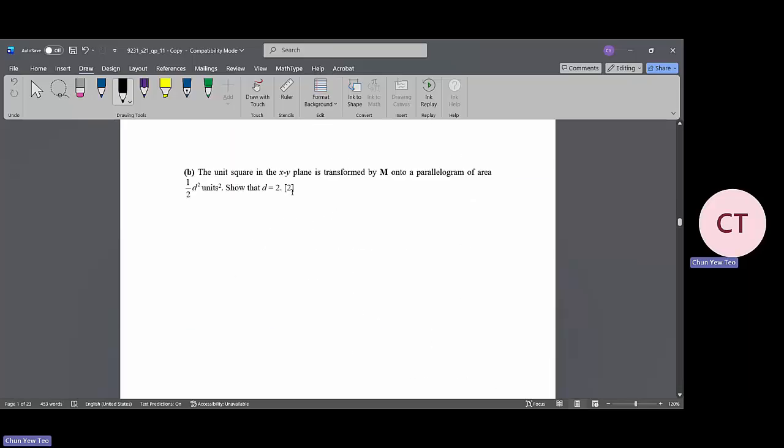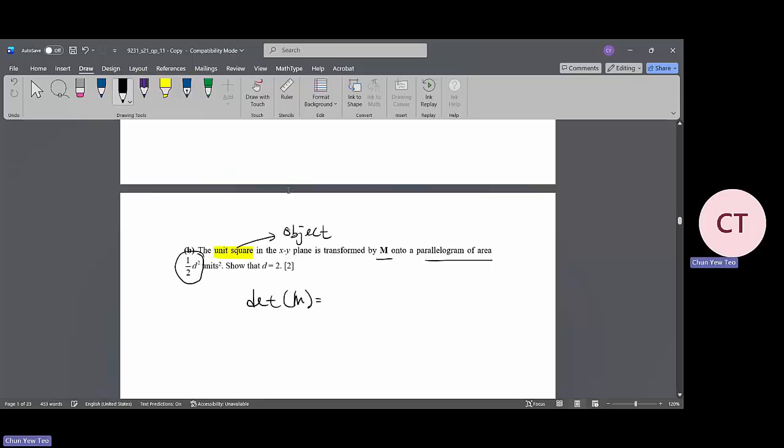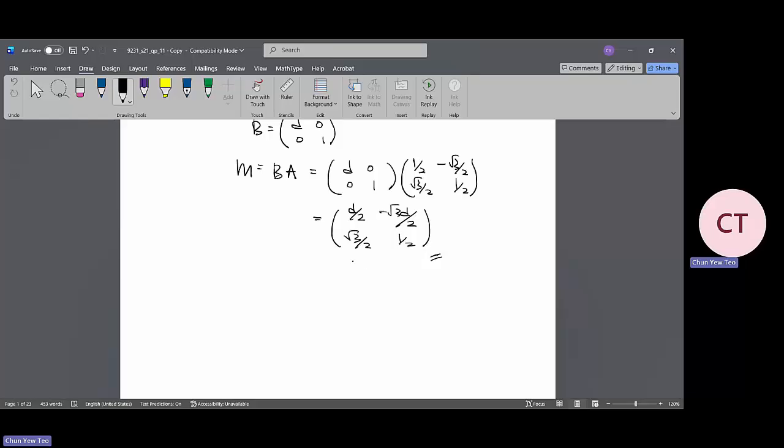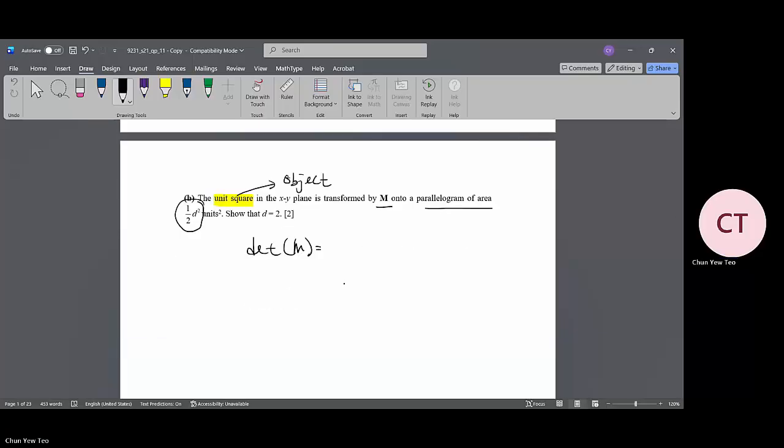Move on. We have question number 4B. We have a unit square. This means the area is 1 unit, and this is the object. Transformed by M, it becomes a parallelogram of area half d squared. Show that d is equal to 2. So we need to find the determinant of M. The determinant of M, based on this M, will be d over 4 plus 3d over 4. Then you will get d.